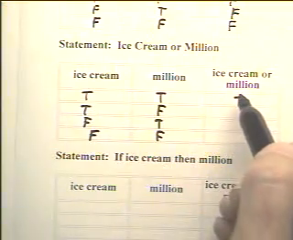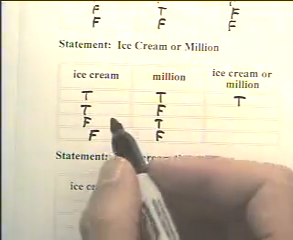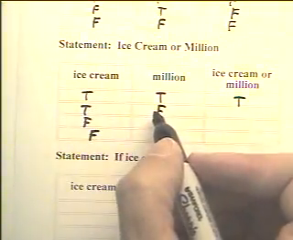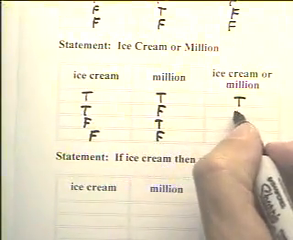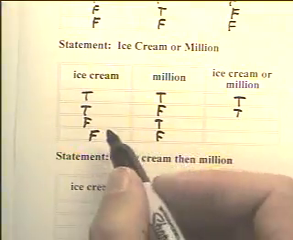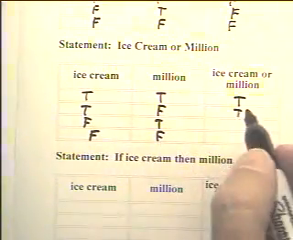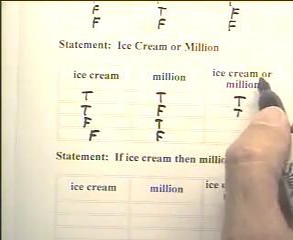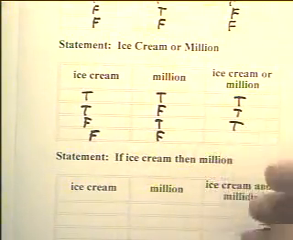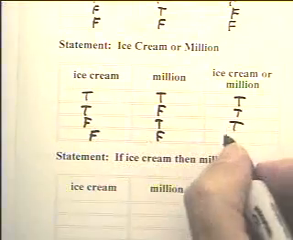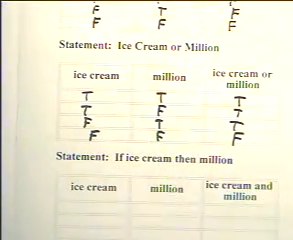We got the ice cream or we got the million. Turned out we got them both. If we got the ice cream and didn't get the million, well, it says ice cream or $1 million. We got the ice cream, so that makes it true. If we don't get the ice cream but do get the million, well, we got the million, and it's an or statement, either the ice cream or the million. We got the million, so we say the statement's true. If we don't get either, though, we're certainly going to say that the statement is false.